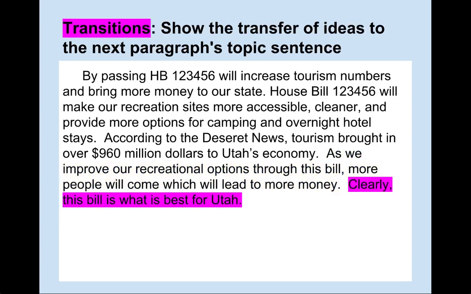Lastly, I'm going to be looking at my transition. I'm going to be coming back to the topic sentence, restating it, and talking about why this topic sentence is important. Clearly, this bill is what is best for Utah, so I restate that.